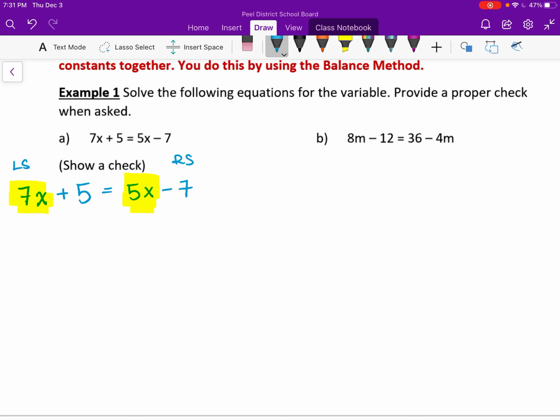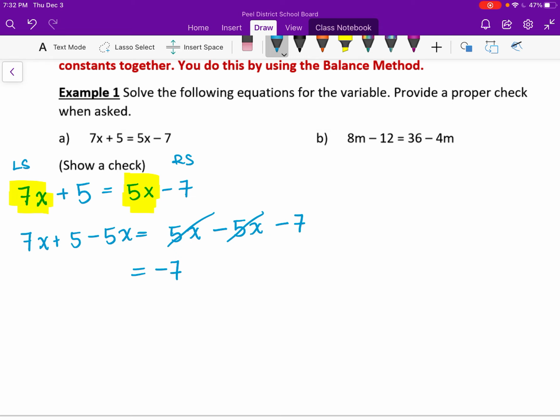So I'm going to move. In order to get this 5x out of the right side, what I'm going to do is subtract it by its opposite. So if I have positive 5x, if I just subtract 5x, I'll cancel these two out, minus 7, right? And I'm going to do the same thing here, because whatever I do to that side, I got to do to the other side. So this will cancel, so I'll be left with negative 7 over here. And I'll have 7x minus 5x.